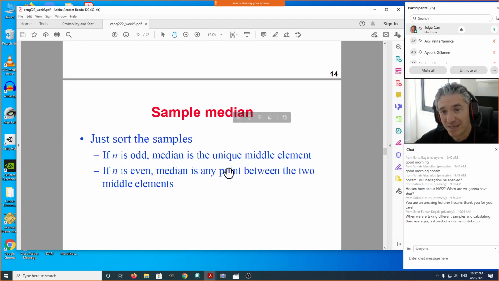And the sample median is really simple. You just sort the samples by using any sorting algorithm you like. If the size of the sample n is odd, the median is the unique middle element in the sorted list. If n is even, you say the median is any point between the two middle elements, or you choose both of them and indicate them as your median.